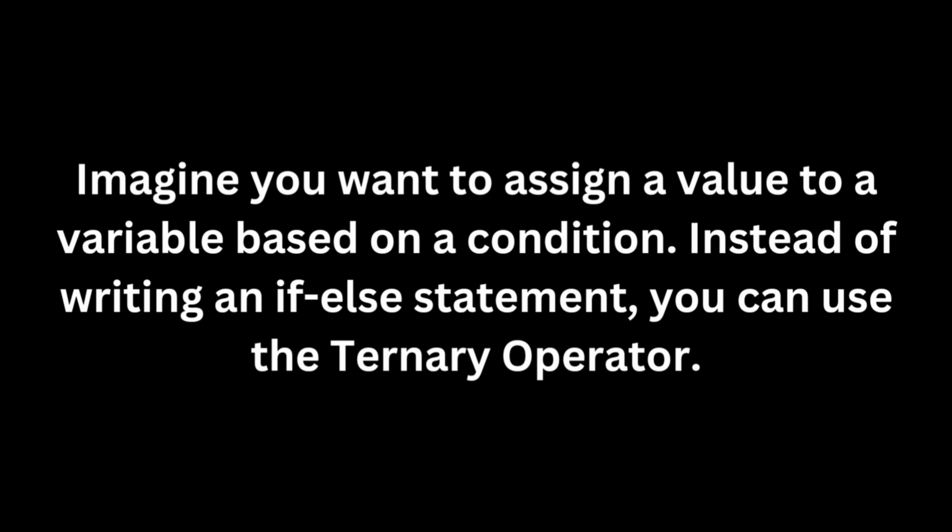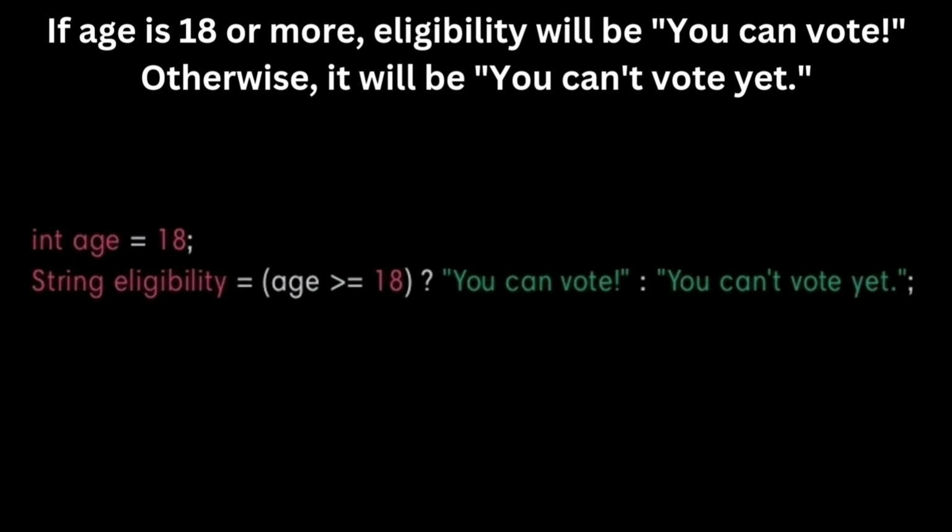Imagine you want to assign a value to a variable based on a condition. Instead of writing an if-else statement, you can use the ternary operator. Example: if age is 18 or more, eligibility will be you can vote. Otherwise, it will be you can't vote yet.